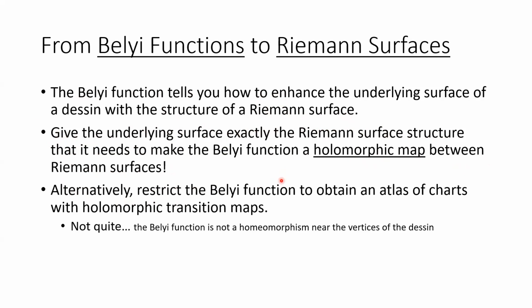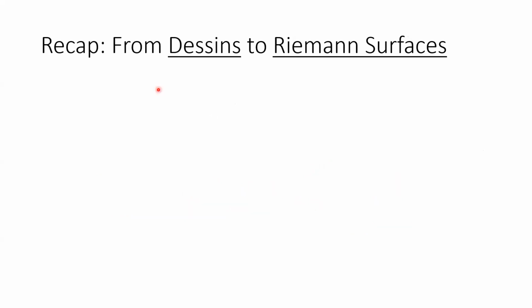Alternatively, you can restrict the Belyi function to small open subsets of your surface to obtain an atlas of charts with holomorphic transition maps. But this second description is not quite true because the Belyi function is not a homeomorphism near vertices of the dessin. So you need to do something else near vertices to get the charts. But aside from the vertices of the dessin, if you just restrict the Belyi function to small enough neighborhoods, then those are your charts of your Riemann surface, and the transition maps are holomorphic. Okay, so this gives you a way to enhance your underlying surface to a Riemann surface.